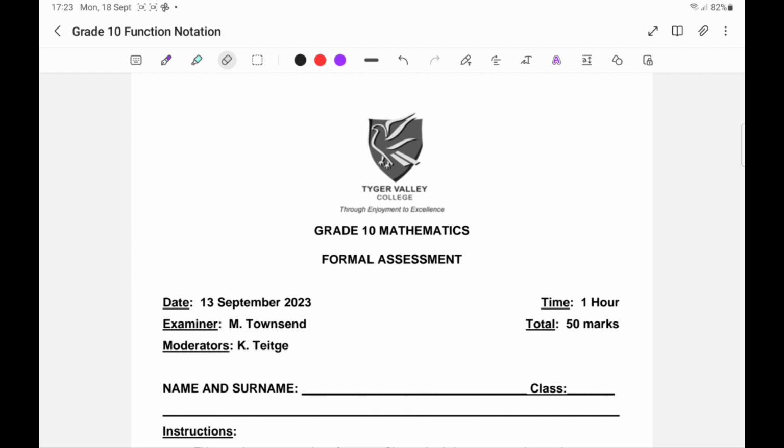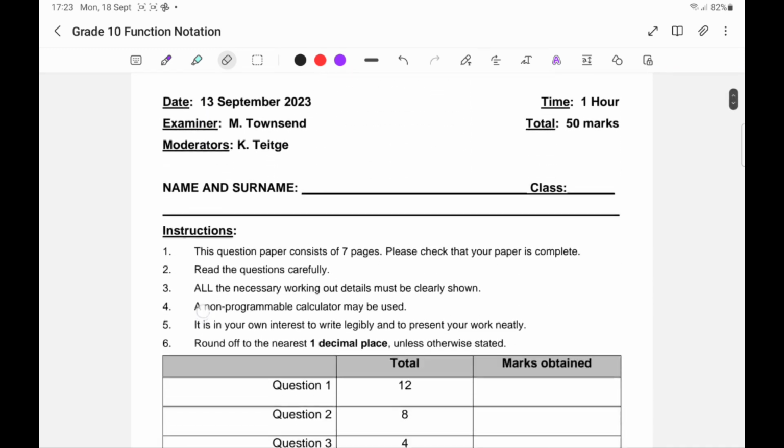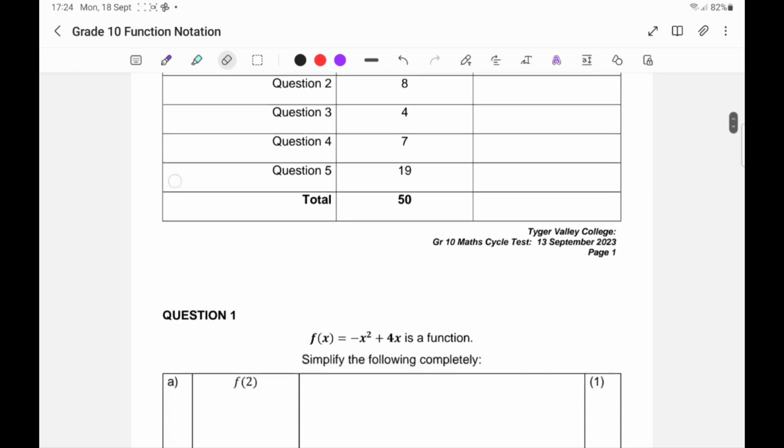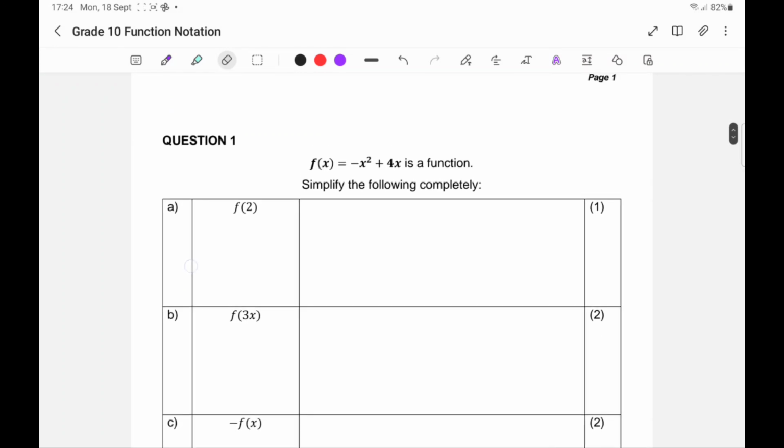We've been on a month-long holiday and now we're back. And with my grade 10s, we've started function notations and graphs. So you take a function and that function you can redraw into a graph. And this is a formal assessment that we've written, which I thought was quite comprehensive, with questions on all the function notation as well as straight line graphs.